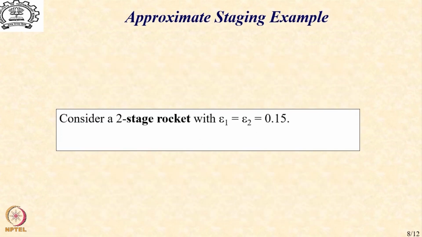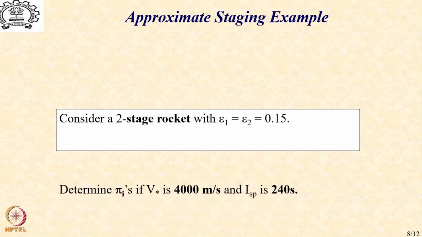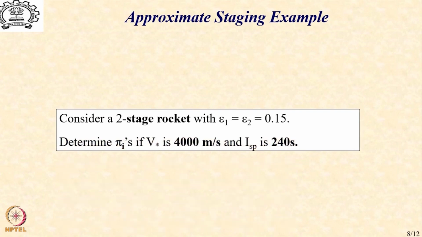Let us demonstrate this idea through the example that we have seen in the previous lecture. So again, let us consider a two-stage rocket with the same epsilon, that is 0.15, and the same ISP of 240 seconds, and I would like the velocity to be 4000 meters per second. You recall that we had done this exercise for a two-stage sounding rocket, and we had obtained a solution. Please keep those solutions in mind, because now we are going to see what this particular methodology gives as far as those solutions are concerned.